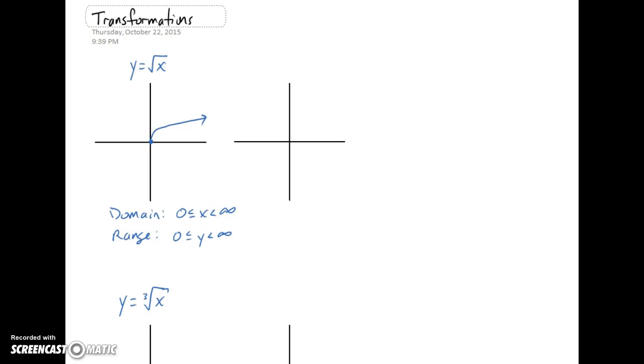Okay, let's do some transformations on these new functions. They're going to move around just like the old functions did.